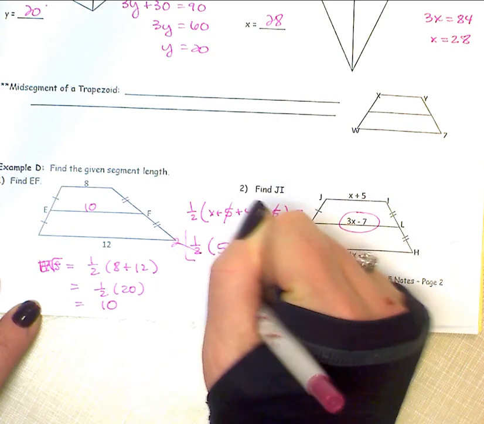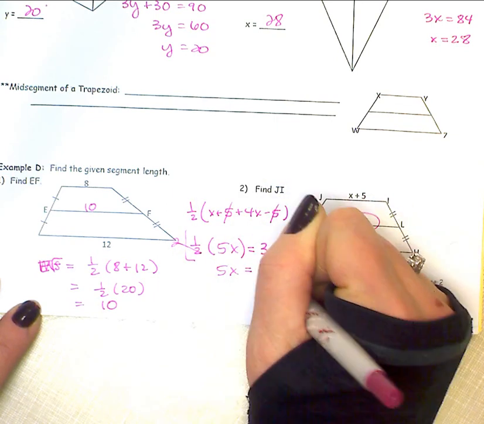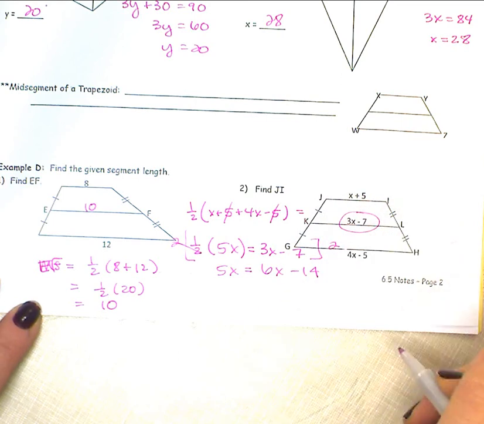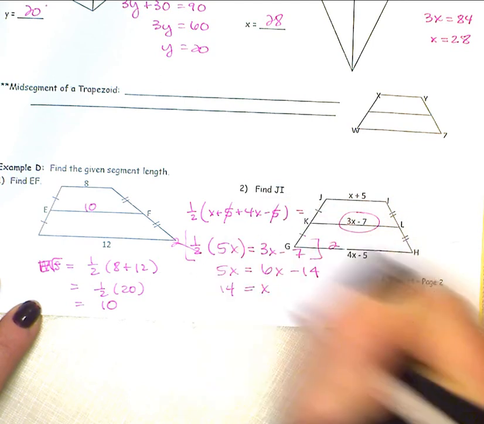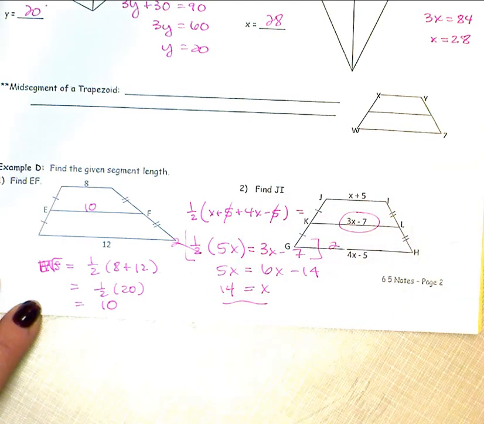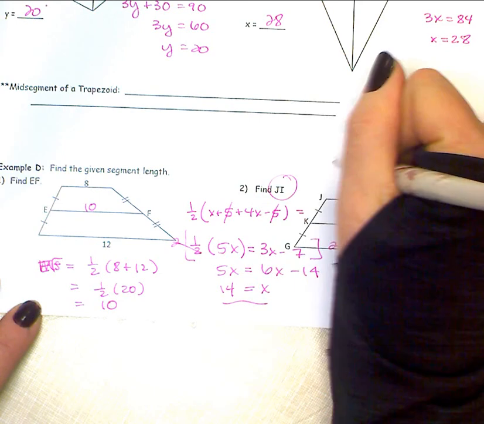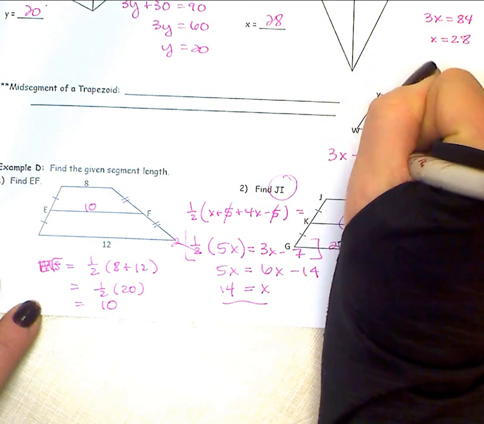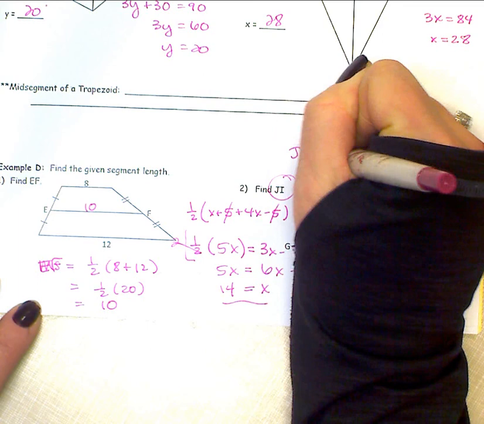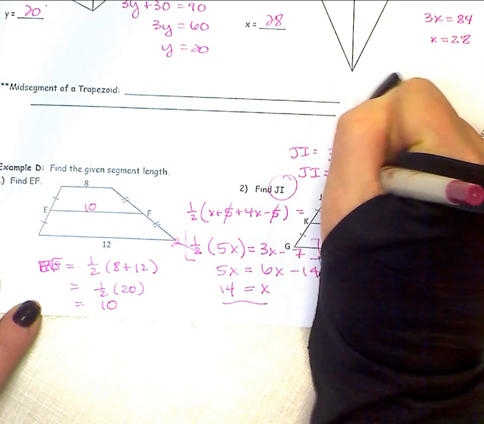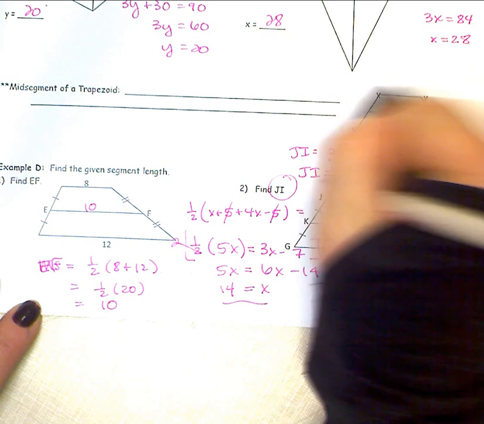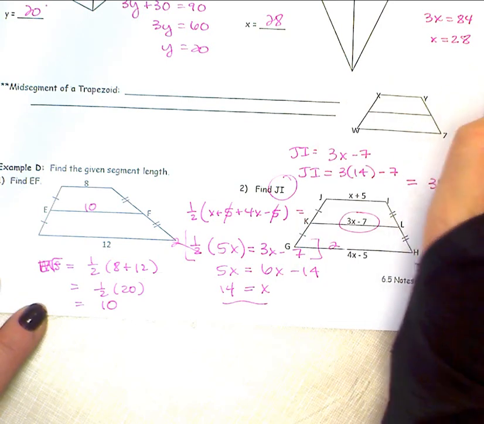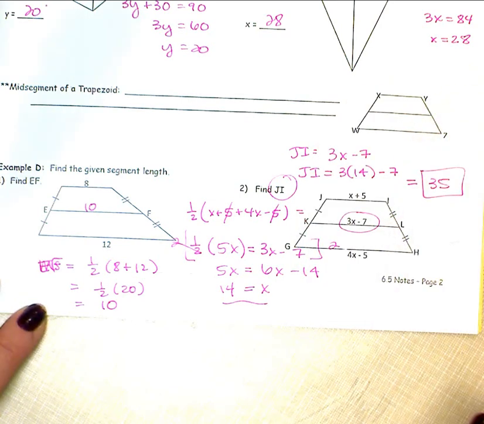In trigonometry, I call it a wipeout. But you have to make sure you distribute it to the other side. So I've got x equals 14. And be careful, you're not done, because we're looking for JI. So JI was 3x minus 7. So JI is 3 times 14 minus 7. 42 minus 7 is 35. I'm just going to cheat and do this. Okay.